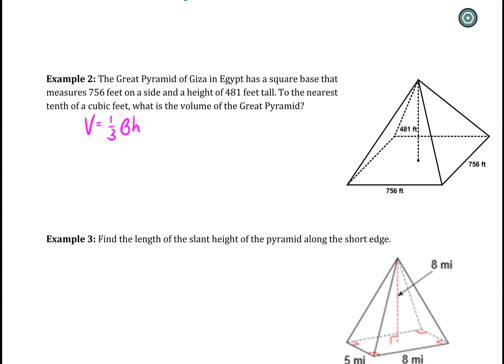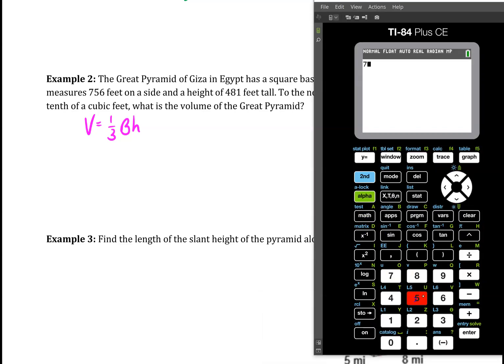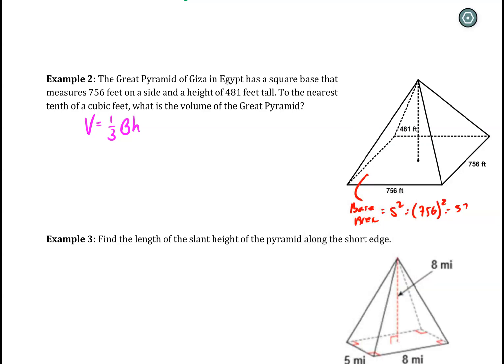In this case here, my base area is a square, so that's going to be side squared. So that's 756 squared. If I plug that into the calculator, I get 756 squared equals 571,536. So that's what I'm going to be plugging in for my base area. So if we go back, I have 1/3 times that number.